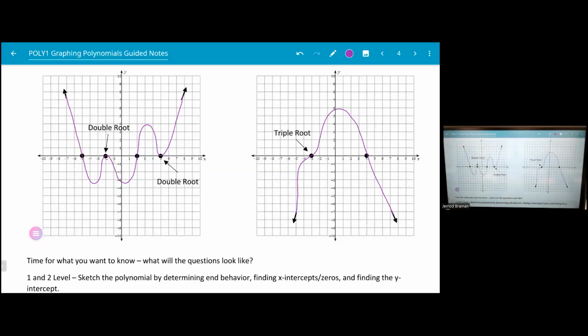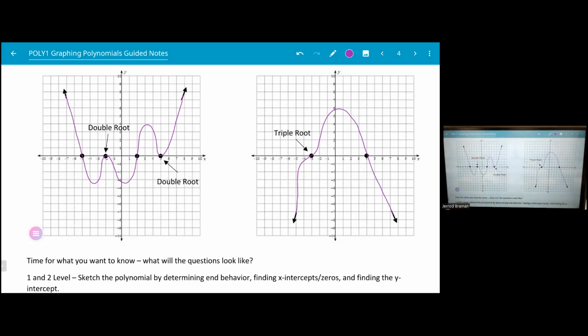What I want you to notice and recognize is that between roots, you're going to bring your graph back towards the x-axis. But at the ends, towards the end behavior, you just go towards the end behavior. Okay, that's something to look at.